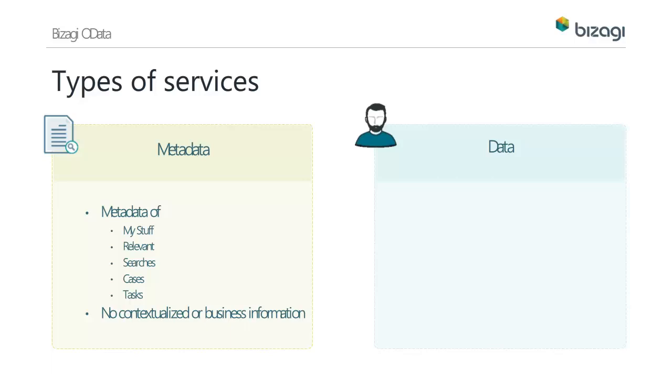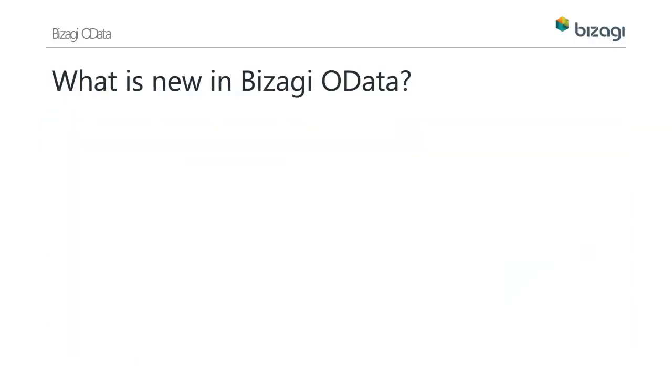The second service is data. This service has methods to obtain business information that belongs to the stakeholder who is used to get the access token. This information is the same that you can consult from the work portal, such as pending cases or pending tasks. In this version of Bizagi OData, there are several methods grouped into 4 main categories. Let's look at them in detail.